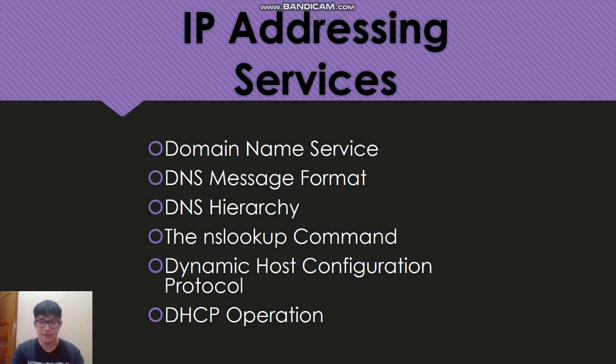Next one is the Dynamic Host Configuration Protocol. The Dynamic Host Configuration Protocol, DHCP for IP version 4 service, automates the assignment of IP addresses. Next one is the DHCP operation. A configured device boots up to connect to the network. The client broadcasts a DHCP discover message to identify the available DHCP server on the network.